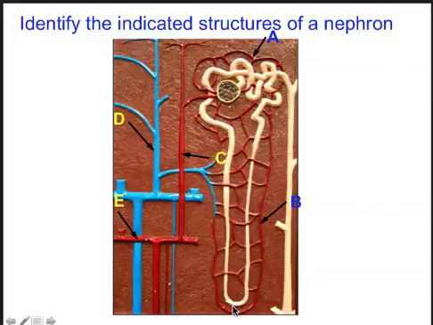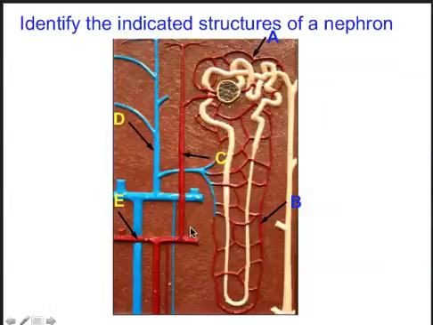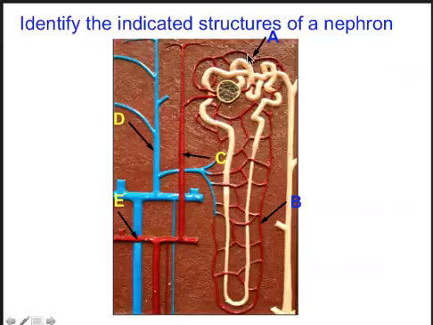Okay, moving over here, we're pointing at some of the blood vessels that surround the nephron. So if we start with A, okay, A is a peritubular capillary. Okay, well, what the heck does peritubular mean? It means it surrounds the kidney tubules. What are the kidney tubules? The PCT, the DCT, the loop of Henle. Those are the kidney tubules.